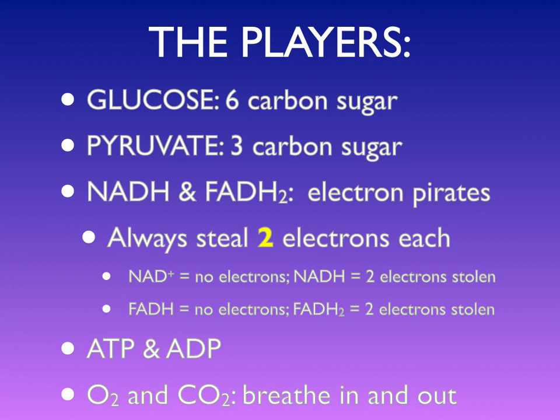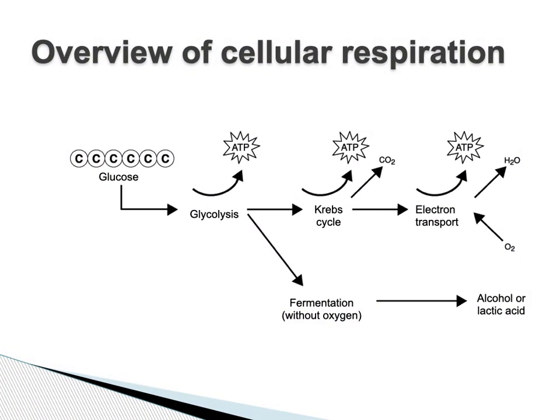You need to know ATP and ADP, which we previously discussed, and the fact that you breathe in oxygen and breathe out CO2. The overall equation: glucose comes in, we do glycolysis, get some ATP, we do Krebs cycle, get a little more ATP, release some CO2s, we dump it into the electron transport system, and we get a ton of ATP. We release water, we have to breathe in oxygen, and we can also do fermentation, but more about that later.